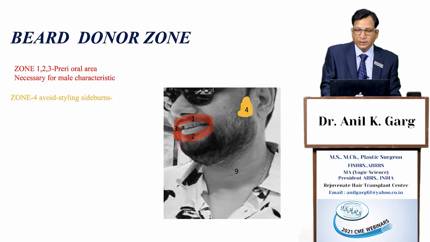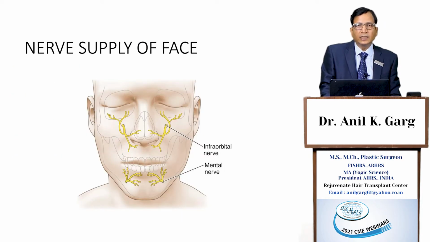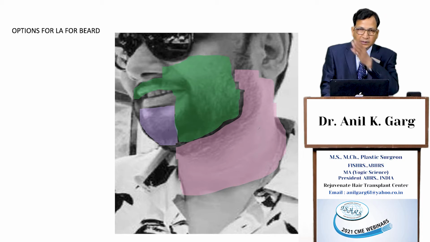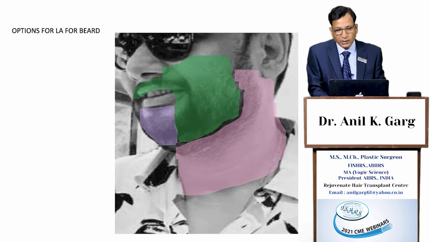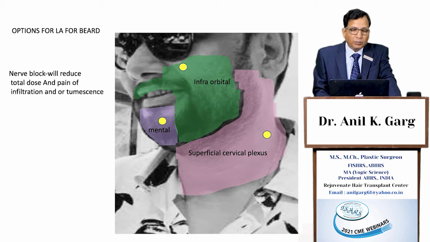We all know these are the areas for beard extraction, and the nerve supply to this area is: the cheek portion is from the branches of the infraorbital nerve and the mental nerve, and these are coming from the facial nerve, which are the motor nerve. These are the areas. The option of nerve block will certainly, as I said, reduce the total dose and the pain of infiltration and or tumescence.